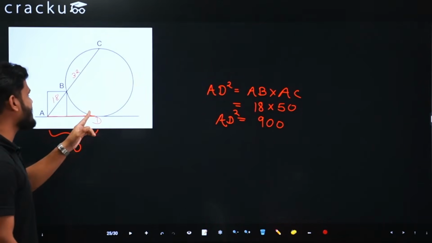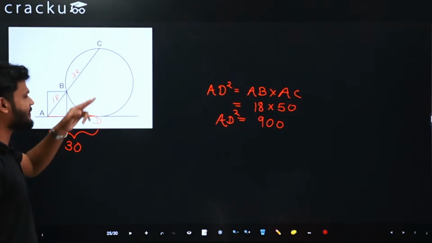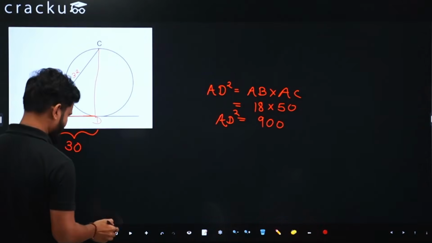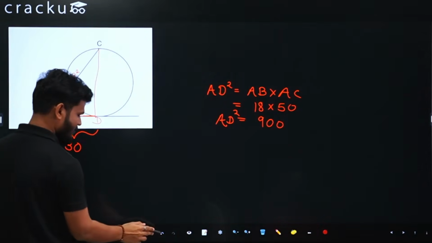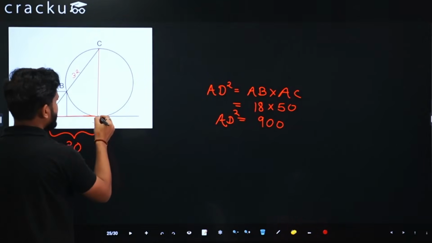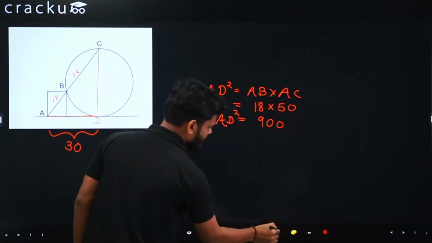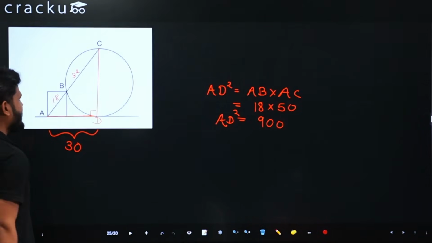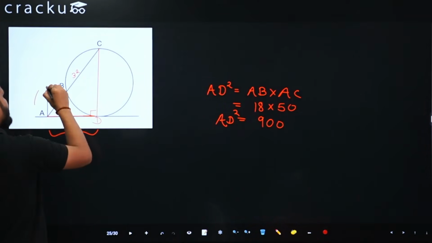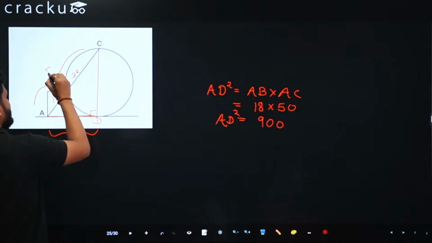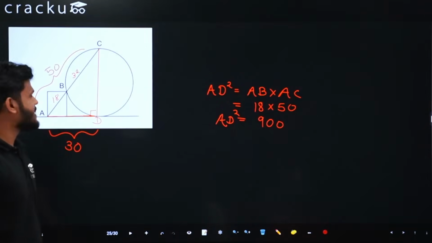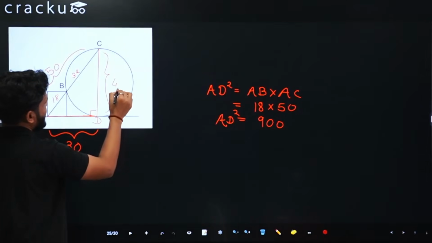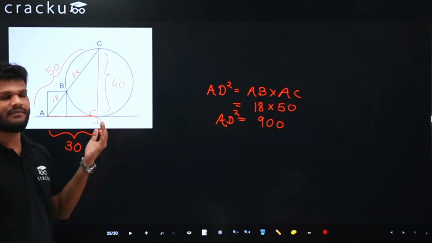Now this C is the highest point. Highest point means diametrically opposite point of D. So if you join this CD, it will be a diameter. Okay, but let me join it properly. This CD will be a diameter. So if it is a diameter, this will be 90 degree. This is 30. This AC is what? AC is 50. So 50, 30, CD will be what? CD will be 40 by Pythagoras theorem. Pythagorean triplet 3, 4, 5.